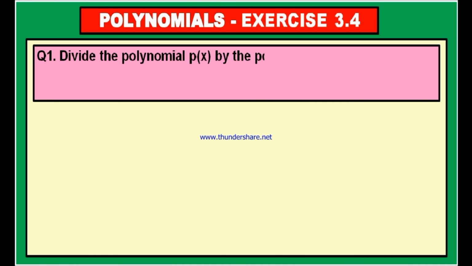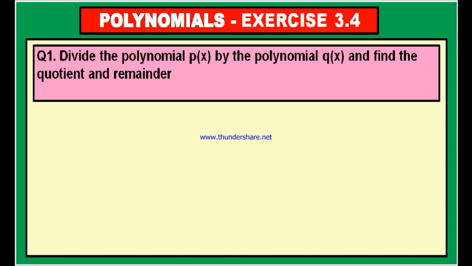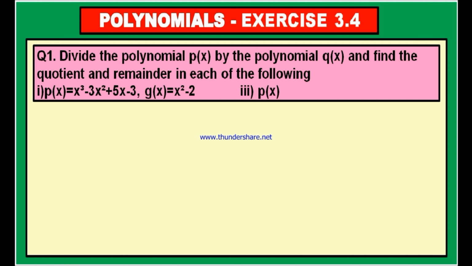Divide the polynomial p of x by the polynomial g of x and find the quotient and remainder in each of the following. First bit, p of x is equal to x cube minus 3x square plus 5x minus 3 and g of x is equal to x square minus 2. And third bit, p of x is equal to x power 4 minus 5x plus 6 and g of x is equal to 2 minus x square.